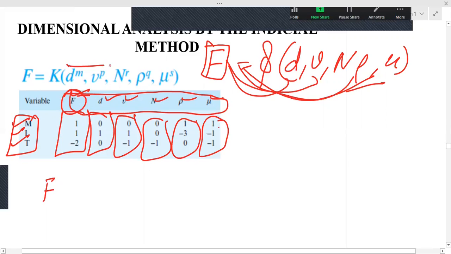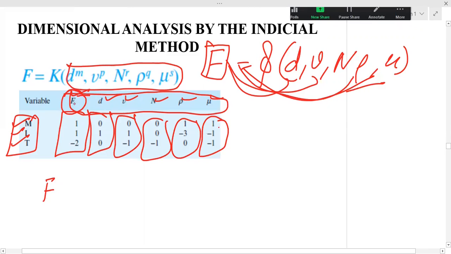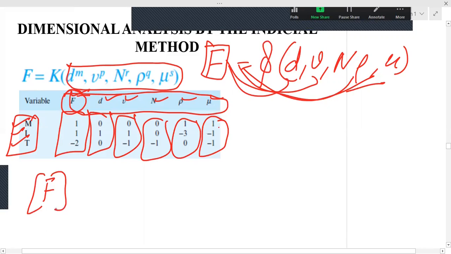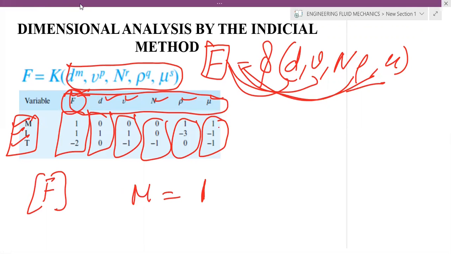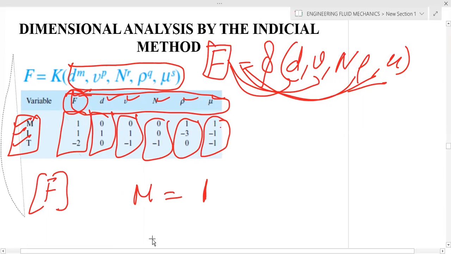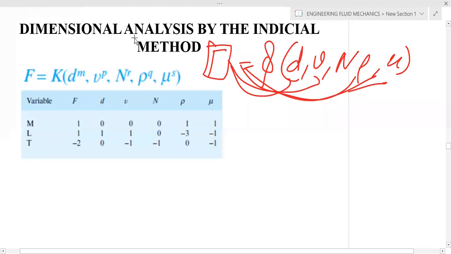So the combination of all these should have mass dimension of what? In case of force, the dimension of mass is, the exponent of mass is 1. So what does that tell you? What should be also equal to 1 here?